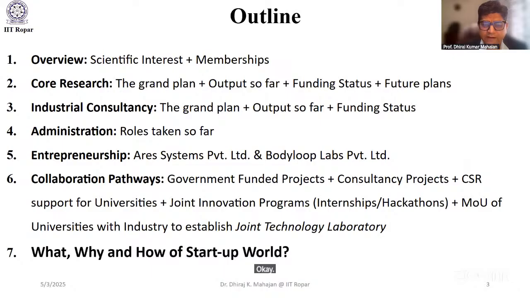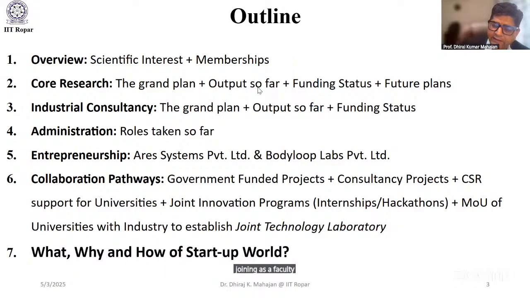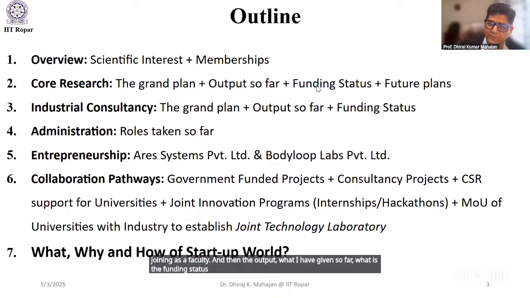Okay, so the outline, the journey. What I want to share is how things happen, how we could do multiple things at a time. So the overview is my scientific interest and memberships, and then core research: the grand plan I made at the beginning of my joining as a faculty, the output I have given so far, the funding status, and the future plan.